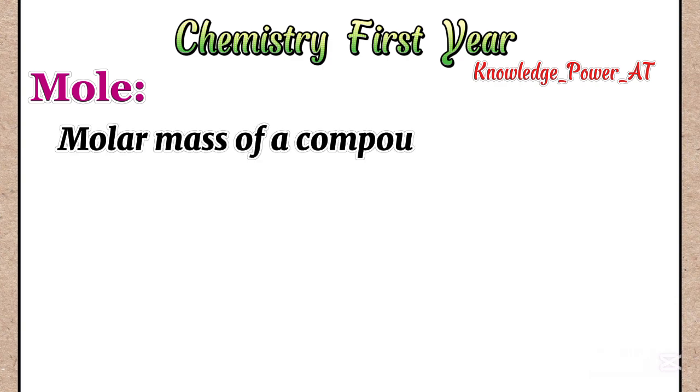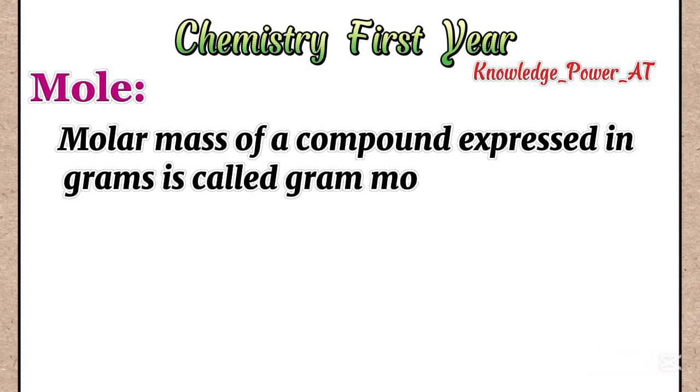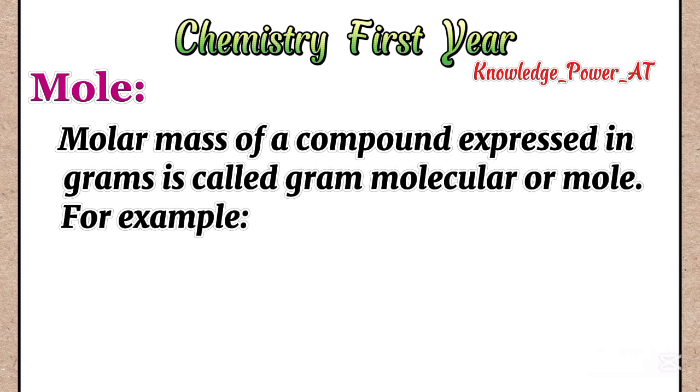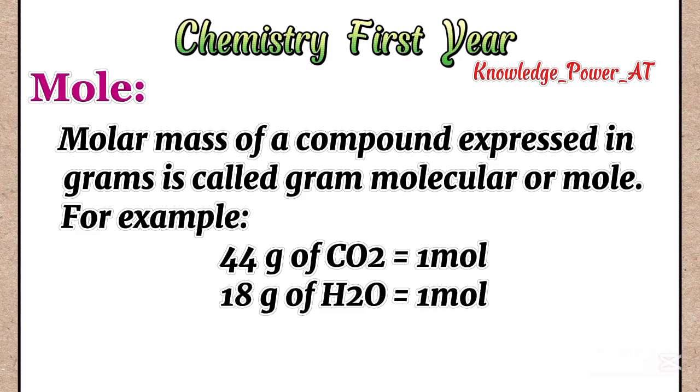Molar mass of a compound expressed in grams is called gram molecule or mole. For example, 44 grams of CO2 equals 1 mole, 18 grams of H2O equals 1 mole.